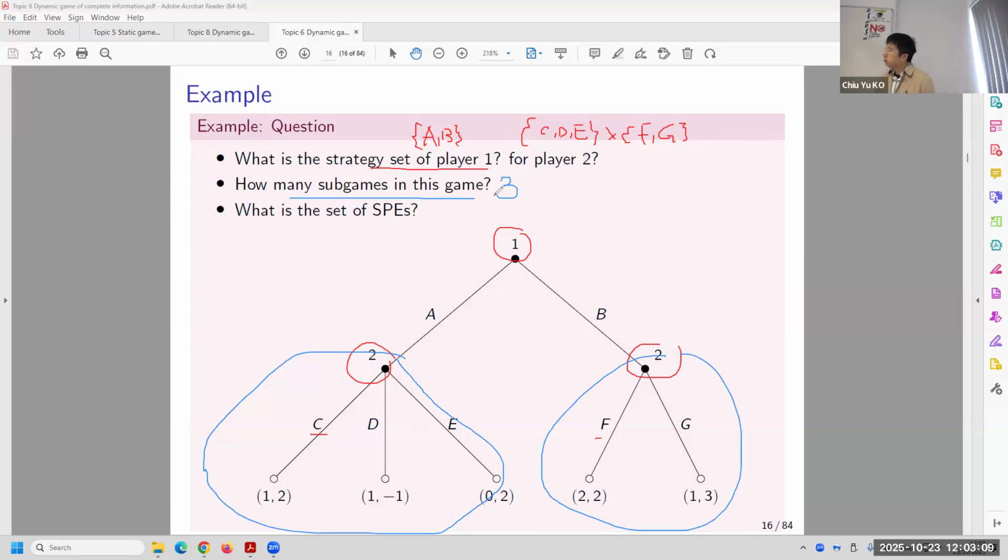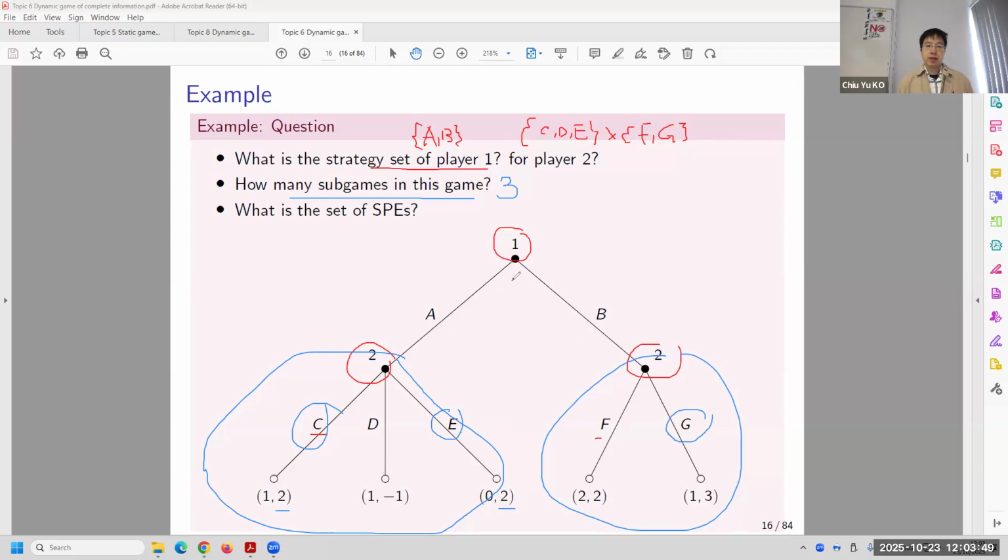Next is how to find the subgame perfect equilibrium. We said backward induction. Look at here. What is player 2's optimal strategy? There are 2, C or E. So these 2 are optimal. Look at the other node, the optimal is G. So look at player 1. The choice depends on what player 2 is doing.